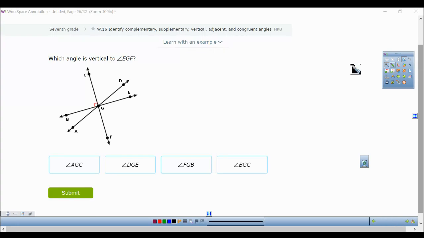This one says, which angle is vertical to EGF? So let me bring my highlighter. EGF: I find E, I find G, and then I find F. This is my angle there, and the angle vertical to this, sharing the same G, would have to be C, B, and G. They lie on the same line, but on opposite sides. So in this case, it's going to be CGB, and I don't see any CGB here, so we can name it the other way around, BGC. BGC, which is right here. That's going to be my answer.